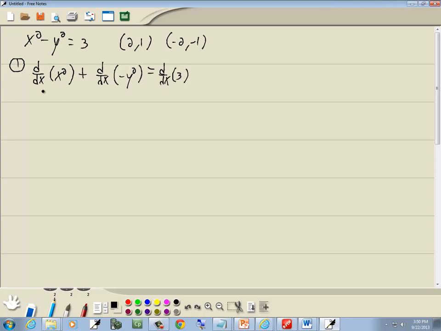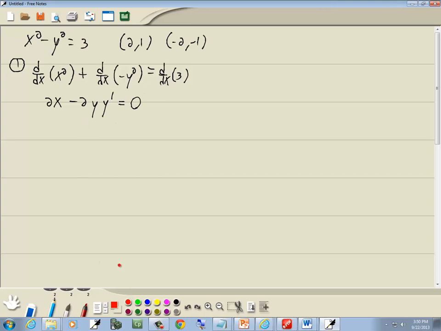So, implicit differentiation. x squared becomes 2x. The derivative of negative y squared is negative 2y, but then we have to throw on our y prime. Again, whenever you're taking the derivative with respect to x and it's really y, you have to put on the y prime. The derivative of 3 is 0.